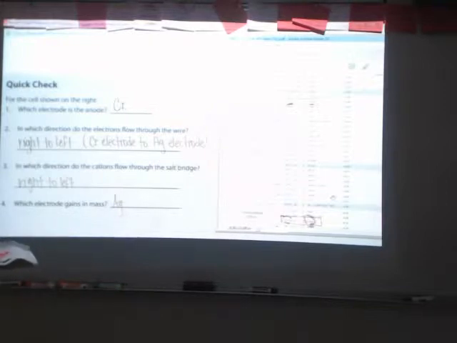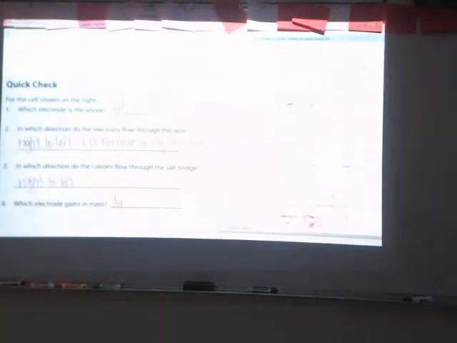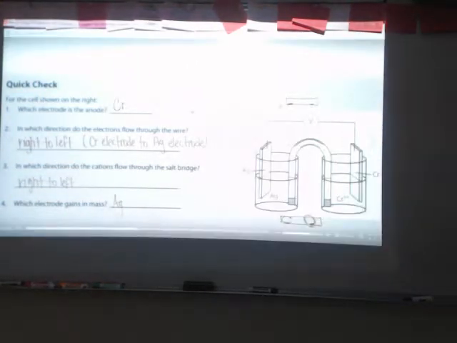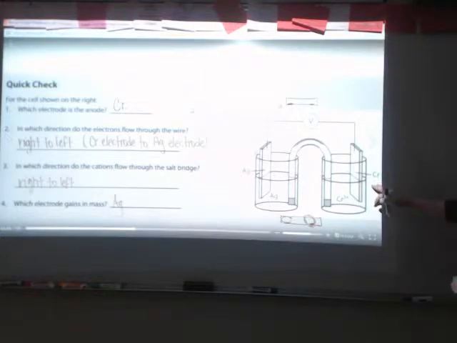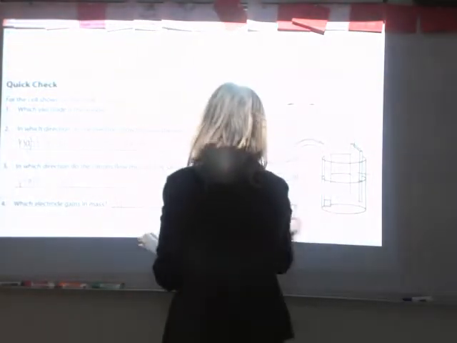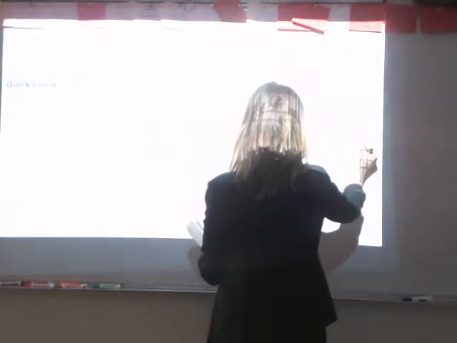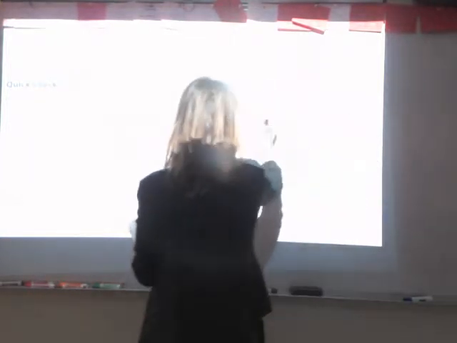So the electrode that is the anode is the one that's going to be losing the electrons. Oh, gains. Yeah, so this is the one that loses the electrons. So that's why when they ask you about the electron flow, the electrons are going in this direction.